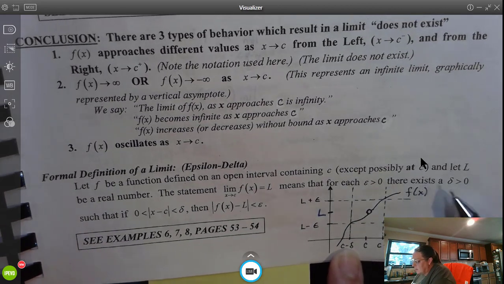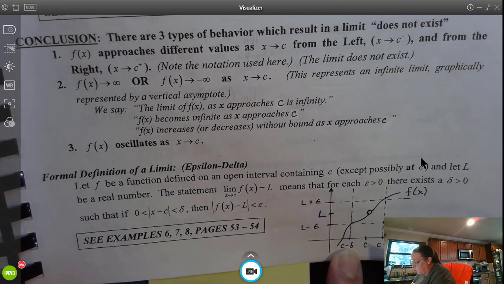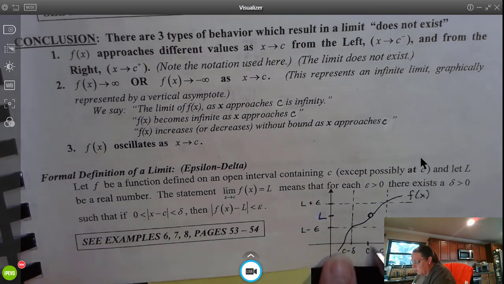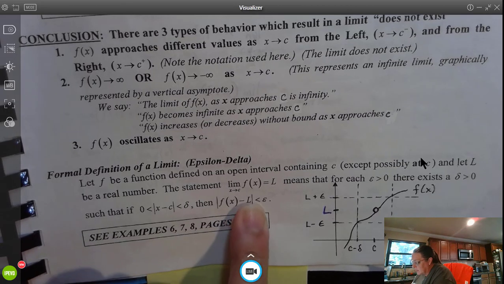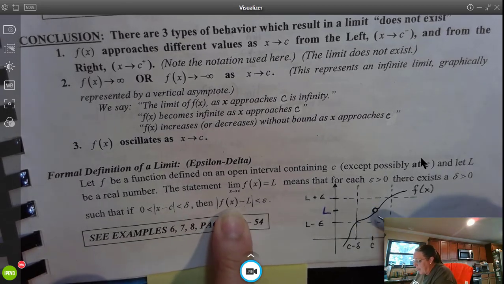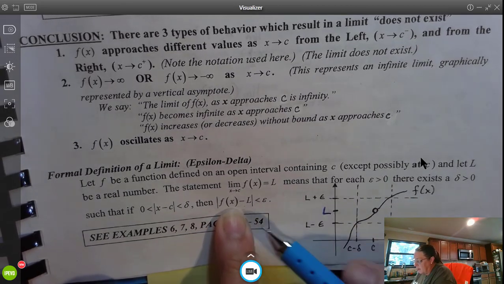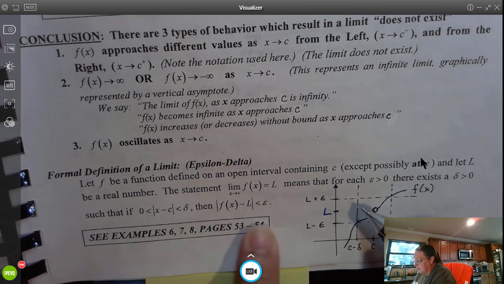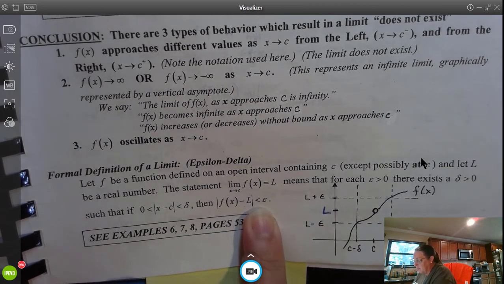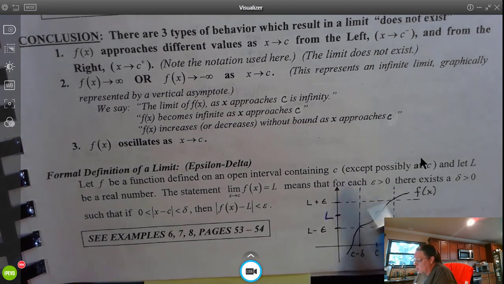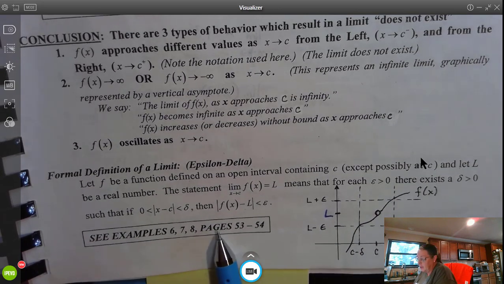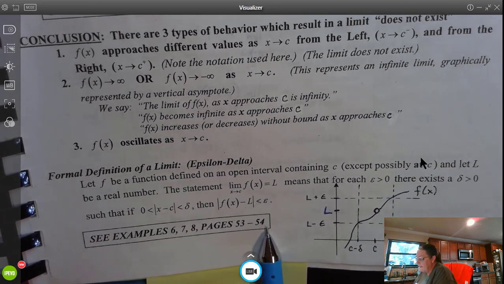And it says there exists a delta such that if we stay within that interval, then my y value, that is my limit, will be bounded by these y values of the function, and that is going to be less than some number called epsilon. Now, later in the year, we'll talk about this in more depth. There are examples you can look at on pages 53 and 54.